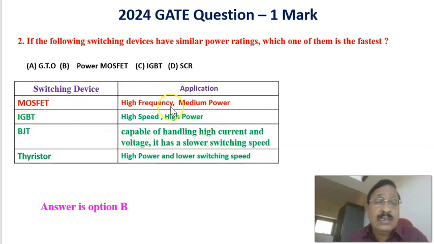MOSFET is high frequency and medium power, and IGBT is high speed and high power, and BJT is capable of handling high current and voltage. It has a slower switching speed, and thyristor is high power and lower switching speed. These are the characteristics of different switching devices. Looking into that, we can see that the MOSFET, which has high frequency and medium power application, can be used. Therefore, the answer is power MOSFET, that is, option B.